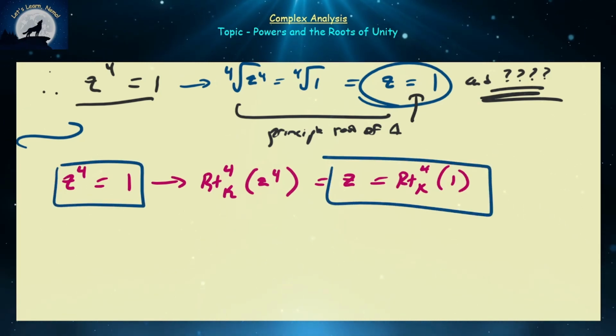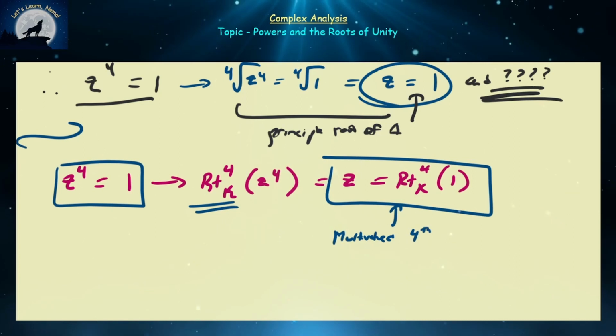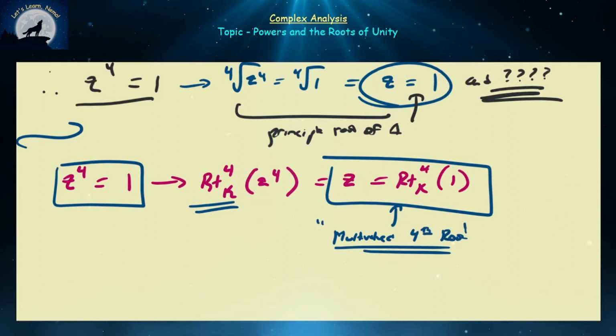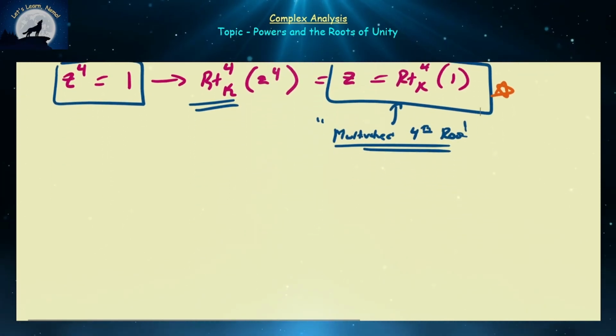So if z to the fourth is equal to 1, then you can take the fourth root of both sides, but keep in mind it's going to be multi-valued due to the nature of exponentials and logarithms. So our solutions are going to be represented as this function, right? This is a multi-valued fourth root function. Now we can use this function and find solutions without hesitation.